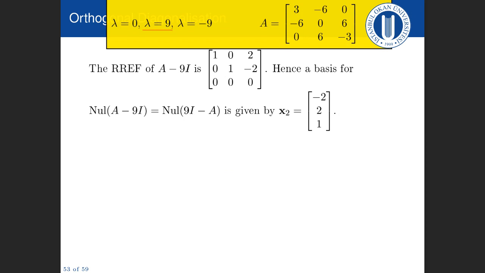Next, let's do lambda equal to 9. So we need the null space of A minus 9I, or that's the same as the null space of 9I minus A. Take A minus 9I, row reduce it, and then we can find a basis is given by minus 2, 2, 1.